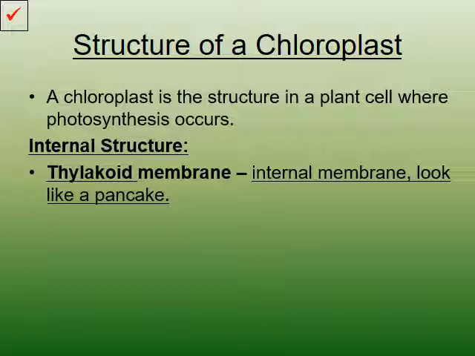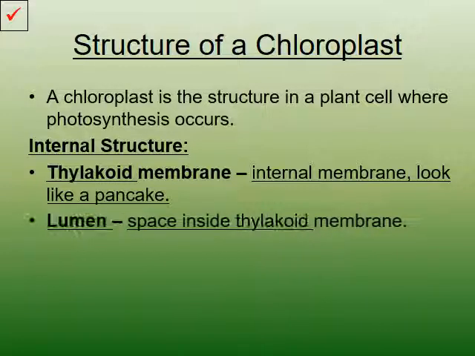A thylakoid is an internal membrane and looks similar to a pancake. So these are going to be tiny little green discs inside the chloroplast. Now these are often found in stacks, like a stack of pancakes. Now, the thylakoid is where one of the key components and reactions of photosynthesis is going to be taking place. Up next is called the lumen. The lumen is the space found within the thylakoid. So if we're comparing a thylakoid to a pancake, this would be like the light, fluffy structure inside the pancake.